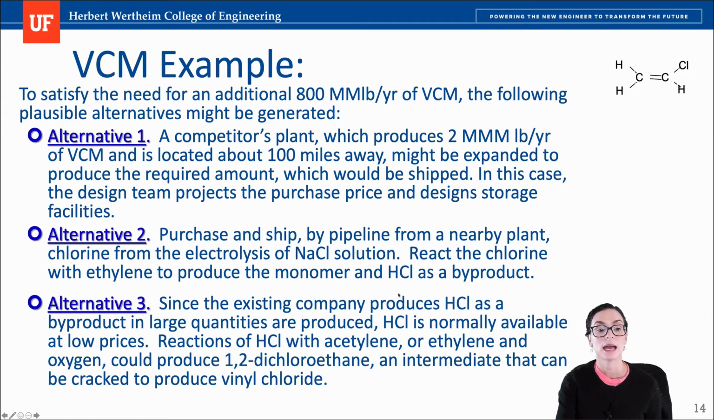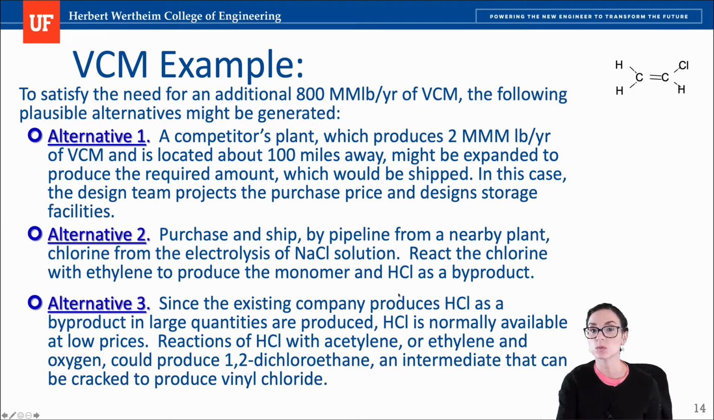Alternative 3: since the existing company produces HCl as a byproduct, we have that already in the plant. In large quantity are produced. HCl is normally available at low prices. Reaction of HCl with acetylene or ethylene and oxygen could produce this product and an intermediate that can be cracked to produce vinyl chloride. So now you're exploring a different type of alternative.